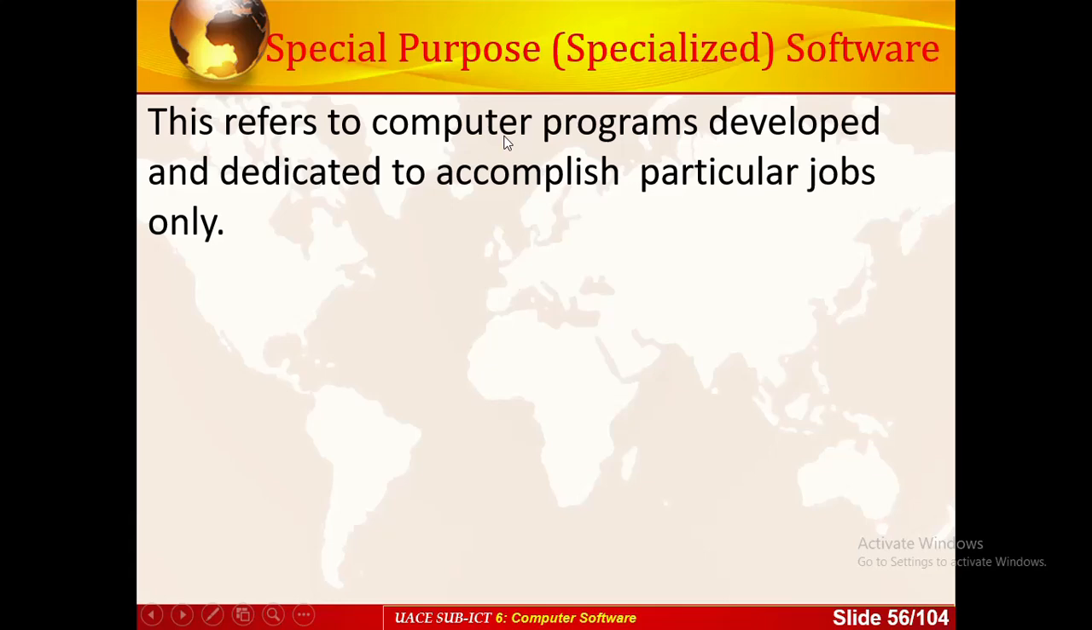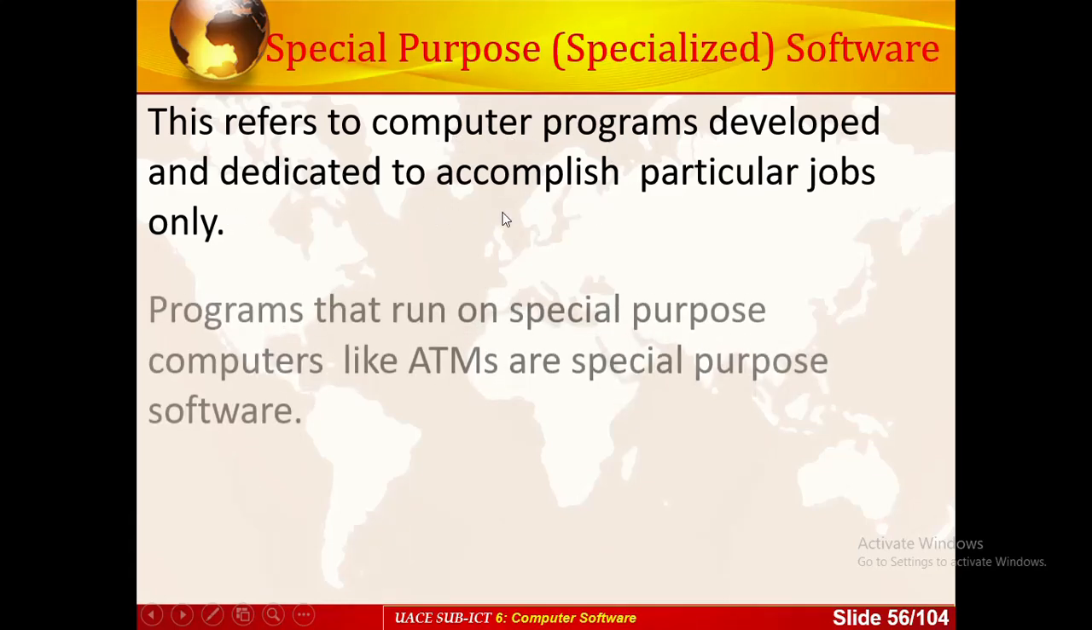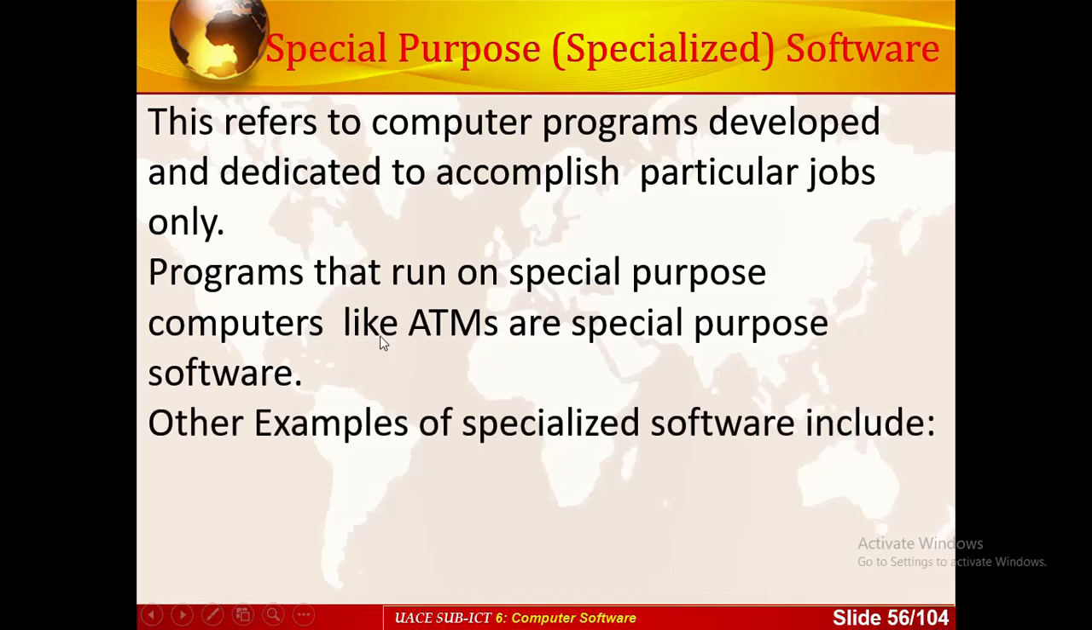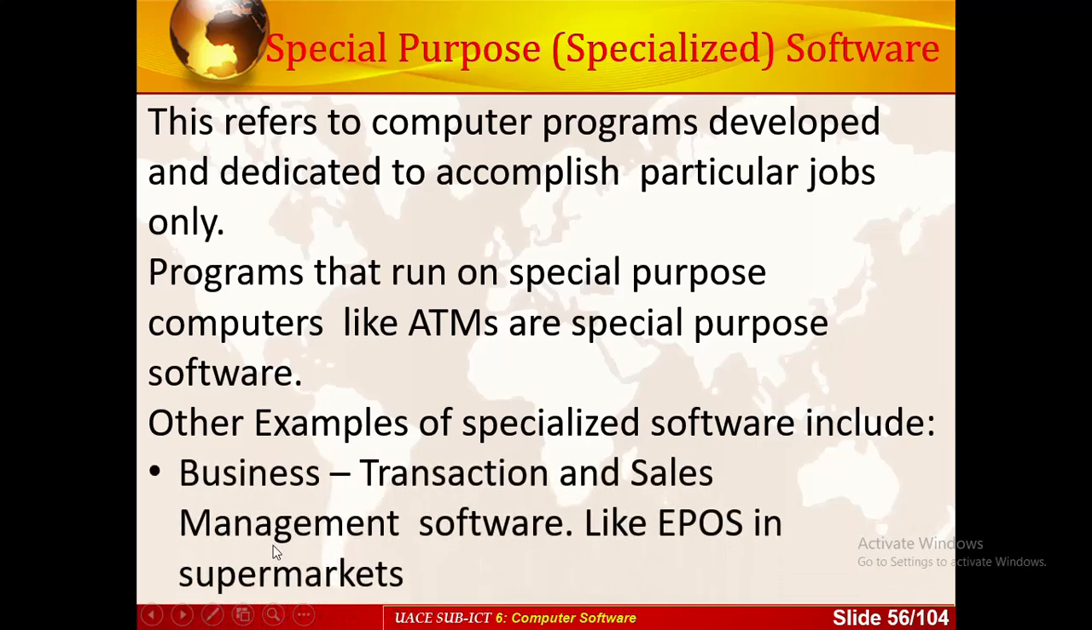Then we have what we call special purpose and general purpose software. Special purpose refers to programs developed and dedicated to accomplish particular jobs only, which is why they are called special purpose software. Programs that run on special purpose machines like ATMs are special purpose software. ATMs issue cash to customers at any time. Other examples include business transaction and sales management software like EPOS, electronic point of sale, in supermarkets, whose purpose is to print and scan all products.